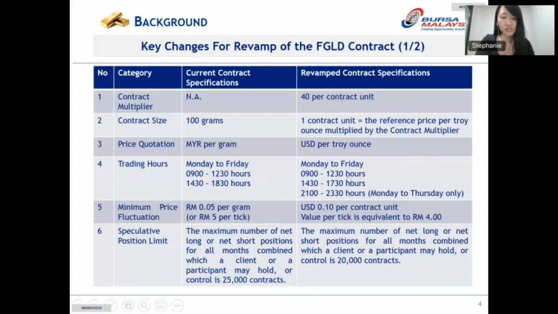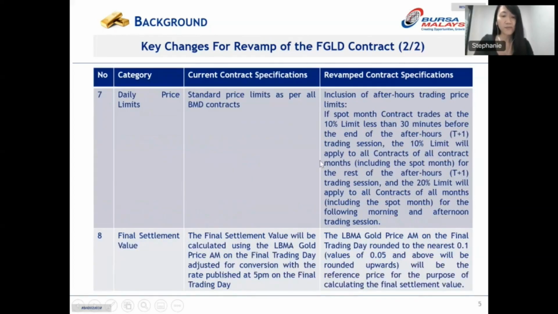The minimum price fluctuation for the FGLD is now USD 10 cents per contract unit. So with every tick movement of 10 cents USD, the fixed multiplier of 40 means that the value per tick movement is equivalent to 4 ringgit. The speculative position limit is reduced from 25,000 to 20,000. The daily price limit will be 10%, plus another 10% to include the T+1 trading price limit.